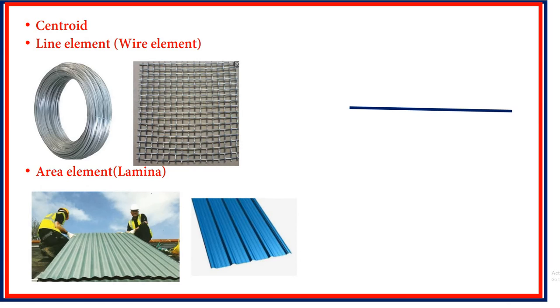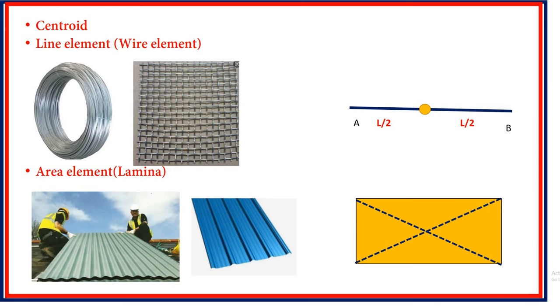Now consider this line, line AB, and where is the CG? It's very easy. It is at L/2, right? Now this area, a rectangle, where is the CG? Again it's also very easy, where the diagonals intersect, right?